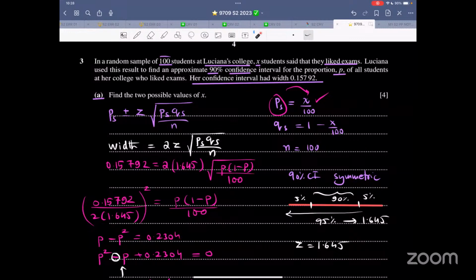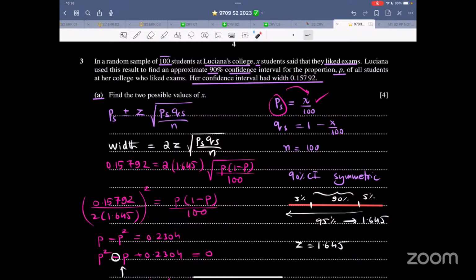Lucy used this result to find an approximate 90% confidence interval for the proportion of all students. Her confidence interval had a width of this much. Find the two possible values of X. So now that's a good question. What is X over here?